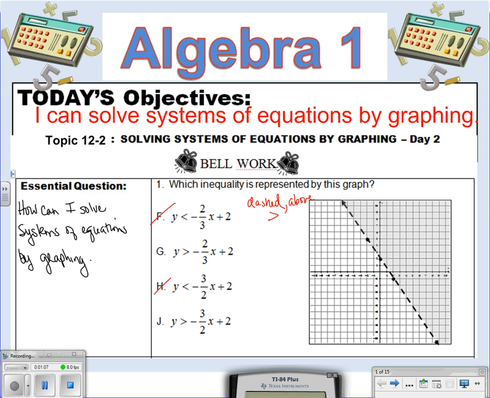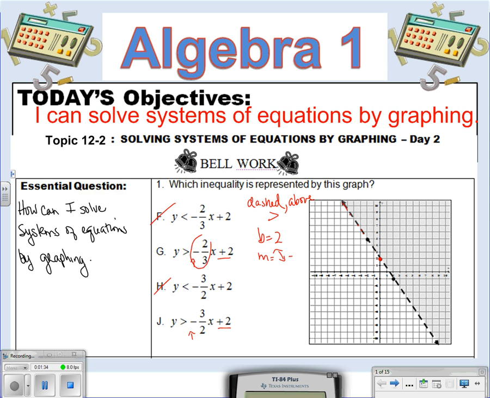Next we'll look and see our y-intercept is at a positive 2, and both G and J have a y-intercept of positive 2. I'll notice that this is a decreasing line, so our slope is negative. And sure enough, in both of these, we have a negative slope. So now your choice is you can either solve for the slope or you can use the slope that's given. So I'm going to use the slope that's given.